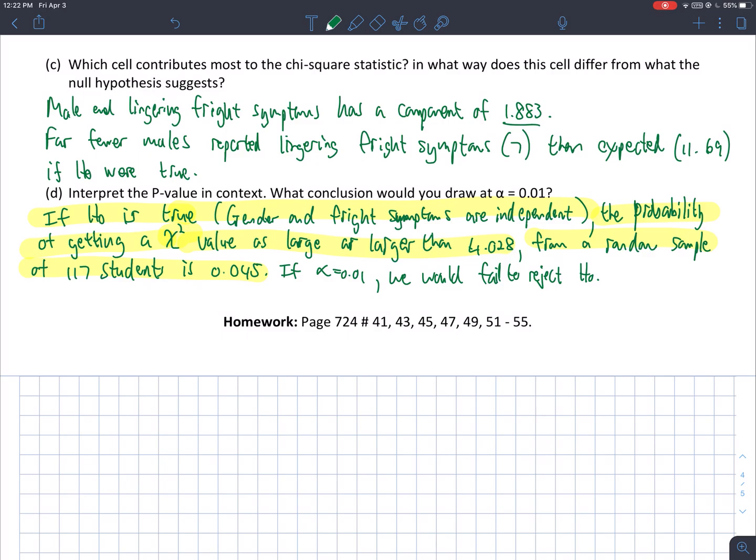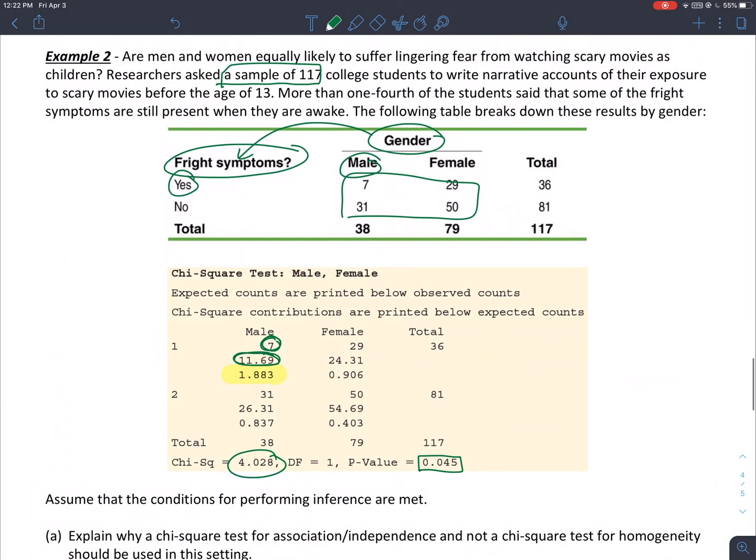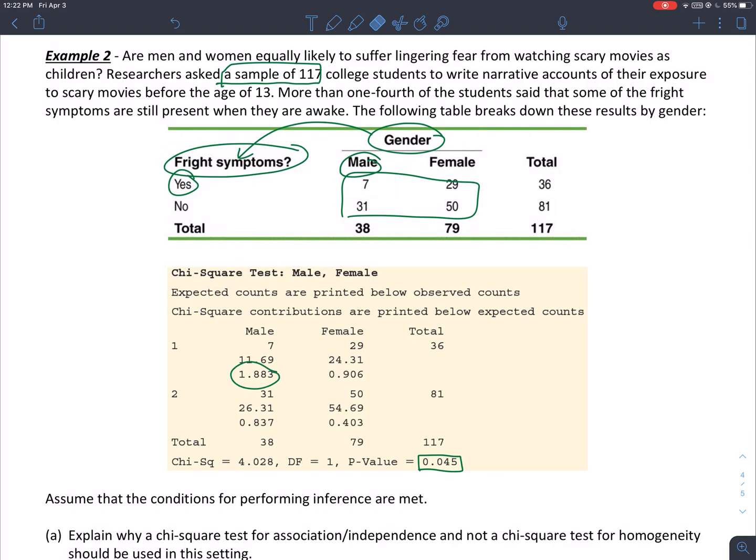Now, you may ask yourself, why is this happening? Maybe the guys are just lying because they want to seem brave or something. Who knows? There are reasons for that, and there could be follow-up analysis for that kind of thing based on the fact that this component is the biggest contributor to the chi-square statistic.